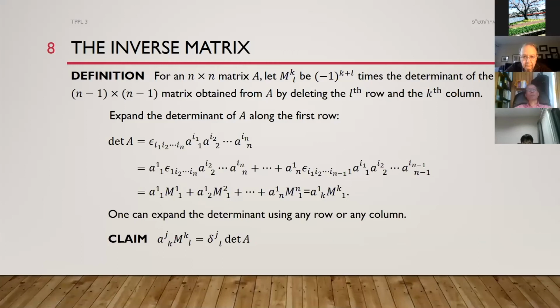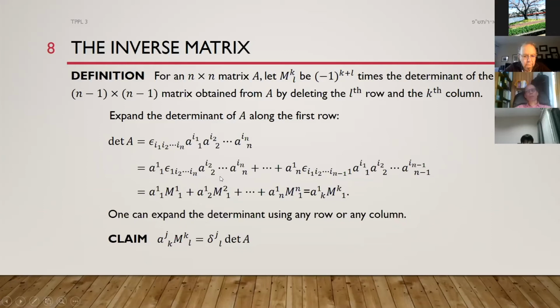So let's see exactly what it means to expand the determinant of A along a particular row. Let's take the first row. We know this is the determinant. This is the definition. Since the sequence is 1, 2 through n, where will I have A_1,1 in such a sum? Only when i_1 is 1. So I pull it outside, and I'm left with epsilon 1 and the rest of the terms.